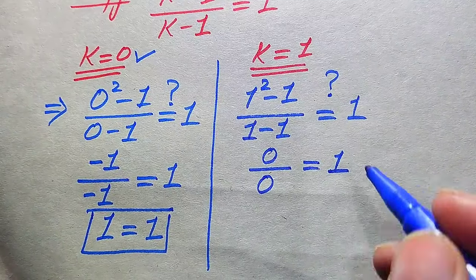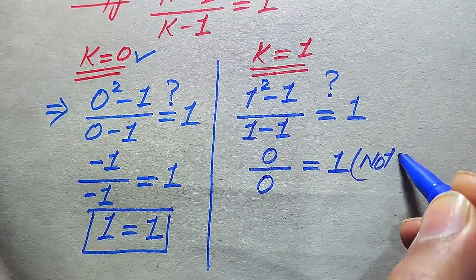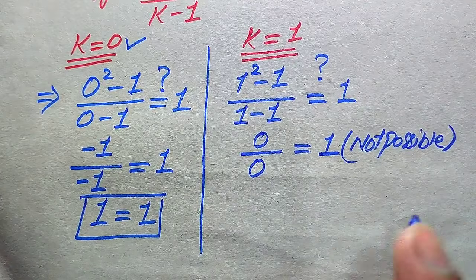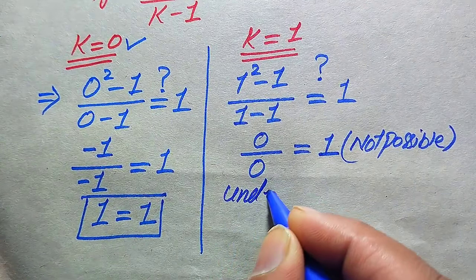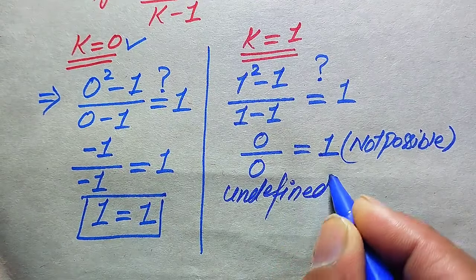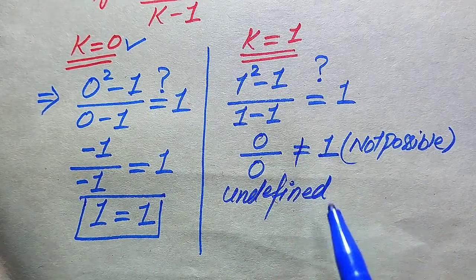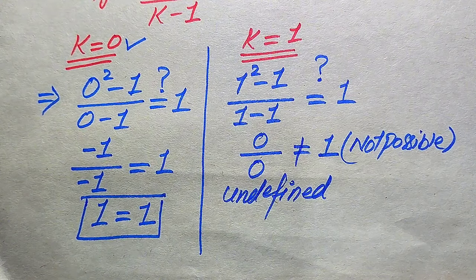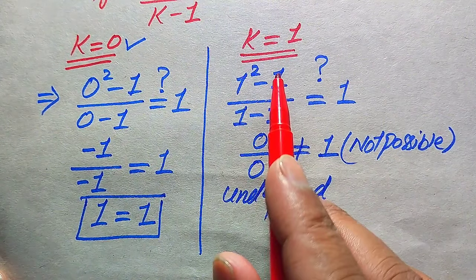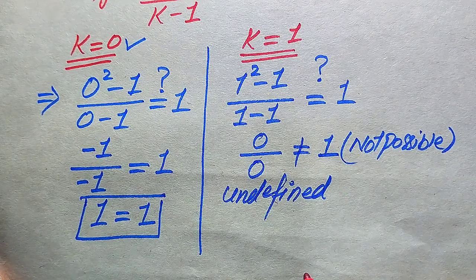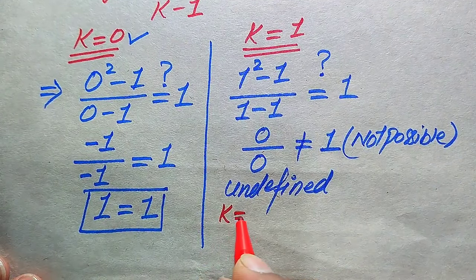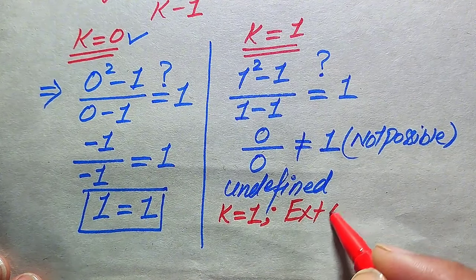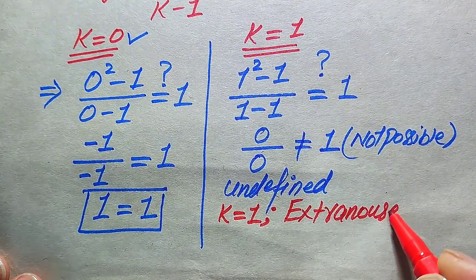And here you clearly see that it is not possible, because if you see the left hand side, our left hand side is an indeterminate form, or in other words, an undefined form. So if our left hand side is undefined, this means that both of the sides are not equal, and this concludes that the value of k equals 1 does not satisfy our given question statement. So we finally conclude that k equals 1 is the extraneous root of the given equation.